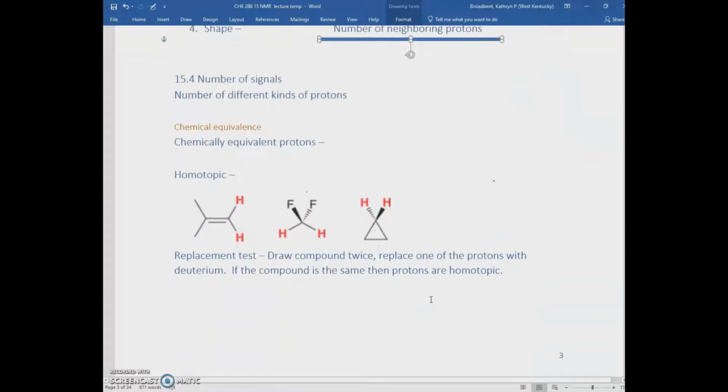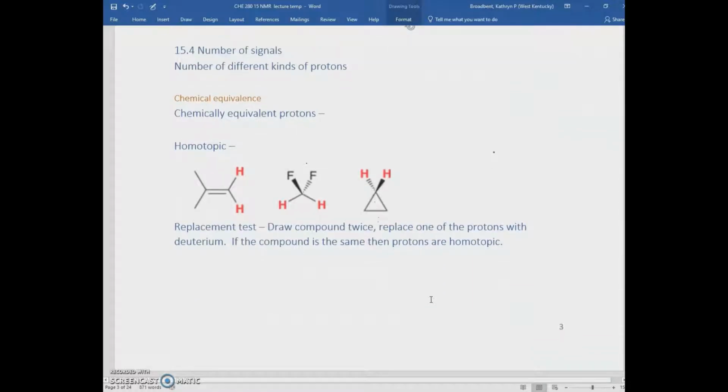The number of signals is going to tell us the number of different kinds of protons that we have in our compound. So we're going to need to identify the different kinds of protons, and we're going to want to find ones that are equivalent. So chemically equivalent protons occupy identical electronic environments, and they produce one signal.